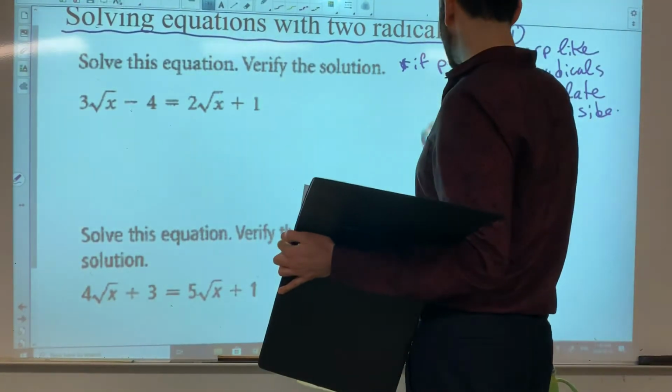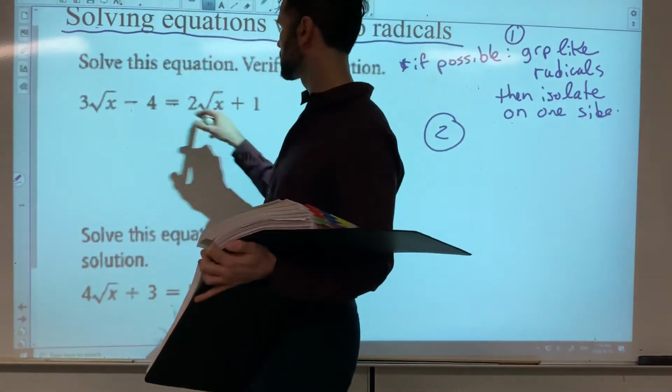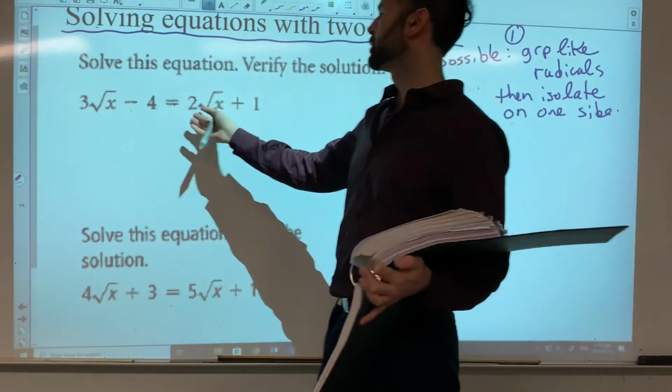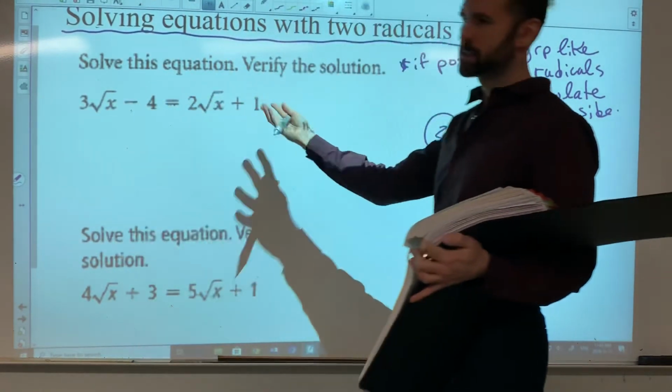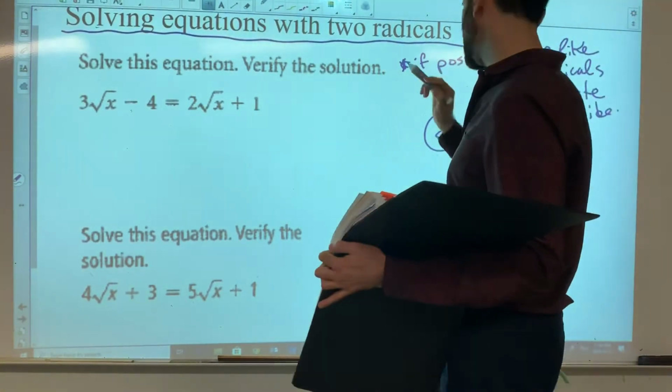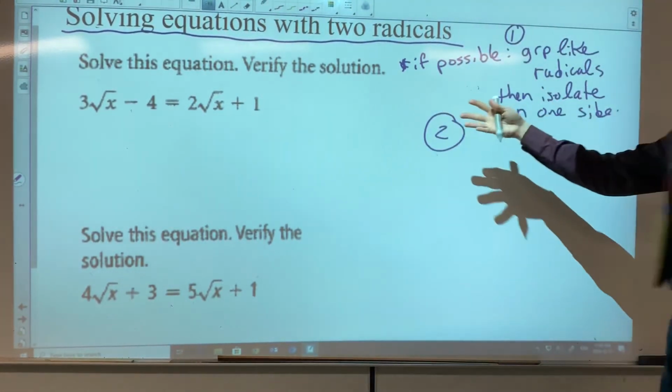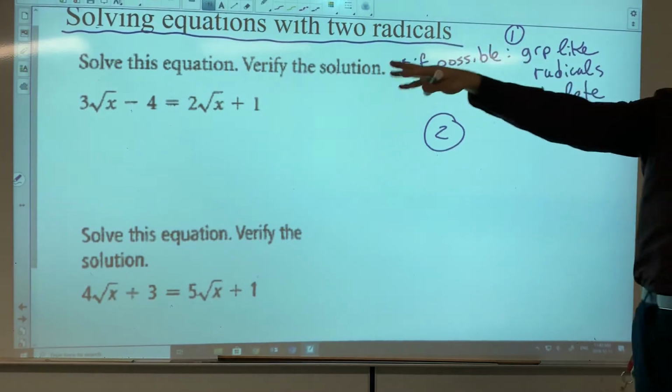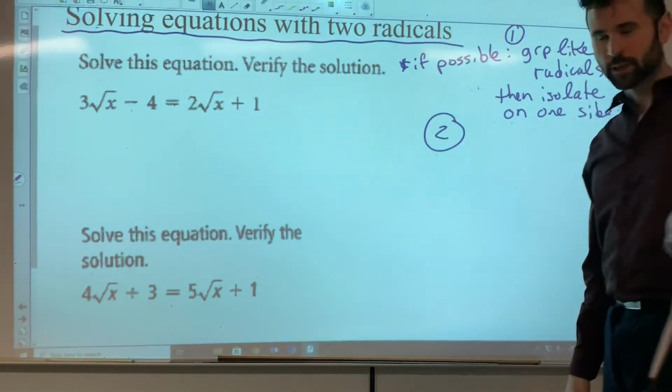If that doesn't work, are these like terms? In this case, we'll move it over to one side and basically get rid of having two radicals. But sometimes they're not like terms. If that's the case, you need to move one radical on one side and one on the other and hope for the best.